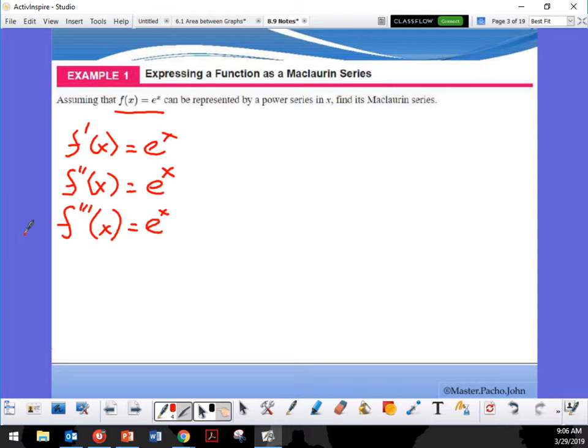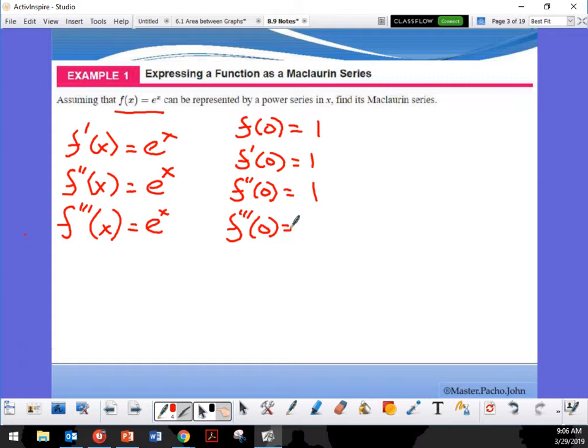Okay, good. So f of 0. Let's start with f of 0. f prime of 0 is, f double prime of 0 is, f triple prime of 0 is, okay. So, patterns. I love patterns. Patterns are great. So the pattern goes like this.